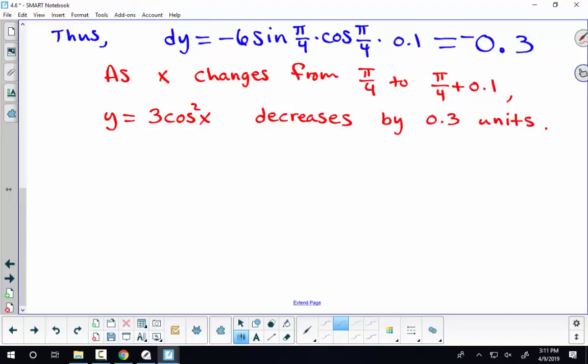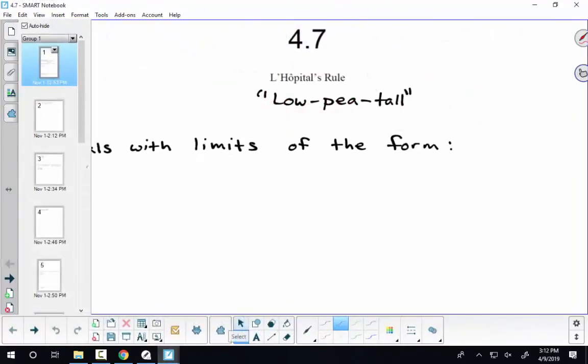More than likely I will not test you on the differential aspect, just the linear approximation aspect from this section. But you do have a few of these in your homework. So, are there any other questions before we close out 4-6? I know we only have 3 minutes. I do at least want to introduce the next section.